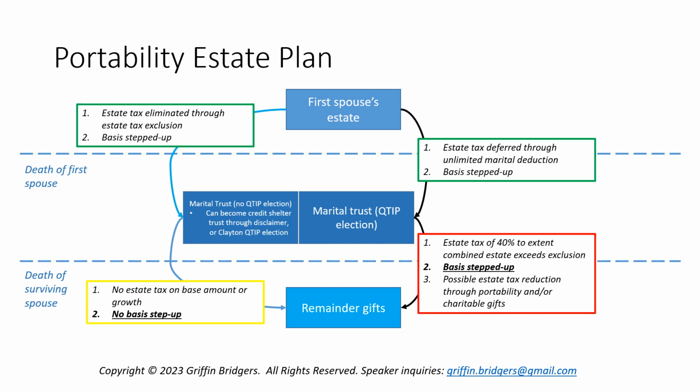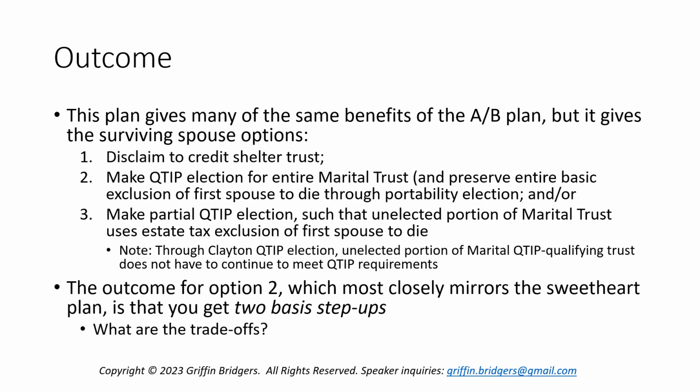But again, the trade-off, like in the AB plan, is that for that portion of the marital trust or alternate credit shelter trust, we get estate tax-free growth on that base amount, but with the trade-off of no second basis step-up at the death of the surviving spouse. So this is kind of a snapshot of what a lot of families do now, with the same benefits of the AB plan, but with a little more flexibility, in that instead of simply deferring estate tax to the second death and forcing the surviving spouse to have to deal with that, we give them or the executor or trustee the power to call multiple audibles.